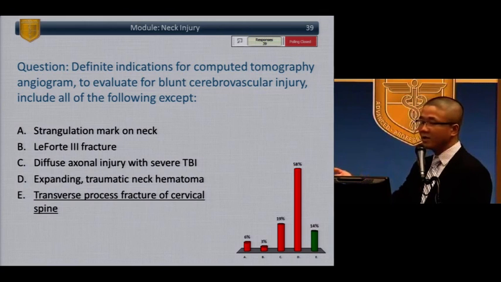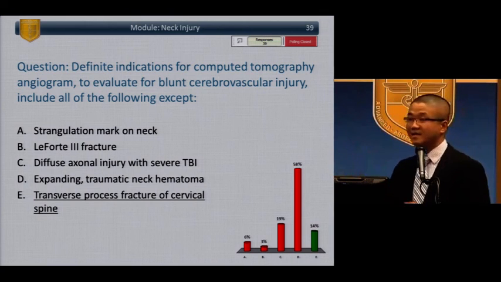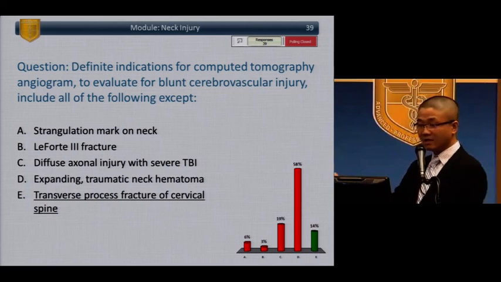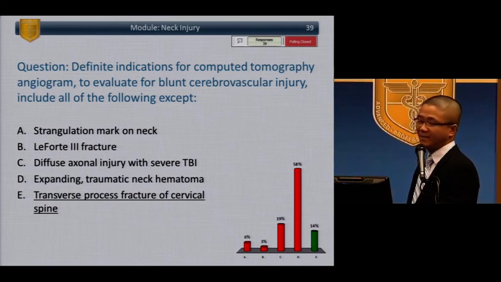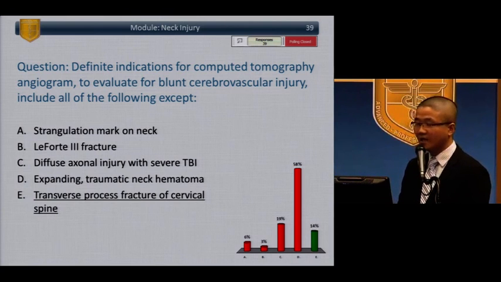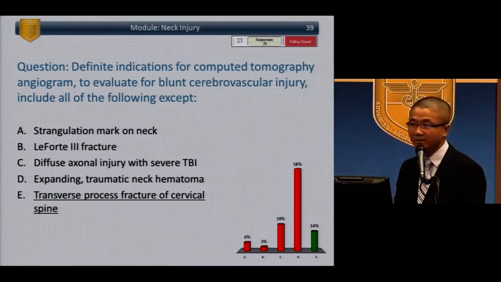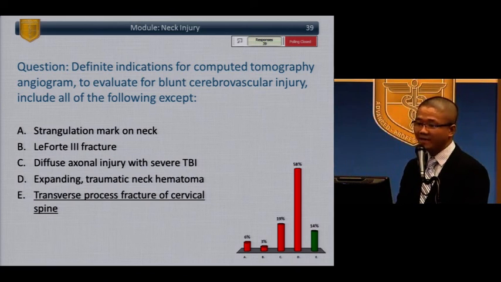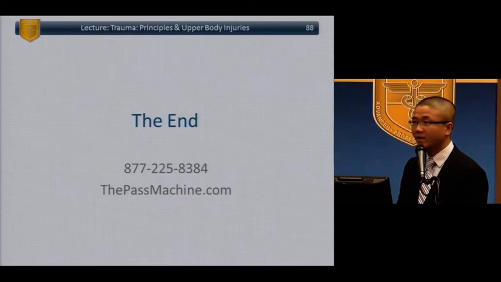Absolutely. So if this question were worded as what's the next step of management, and the scenario said that the patient had an expanding traumatic neck hematoma, the next step of management would definitely be neck exploration. The teaching point to take away is that A through D are hard signs of injury, versus E, the transverse process fracture, which is of no significance. But you're correct that if you do see an expanding traumatic neck hematoma, then you should explore the neck. Any other questions?